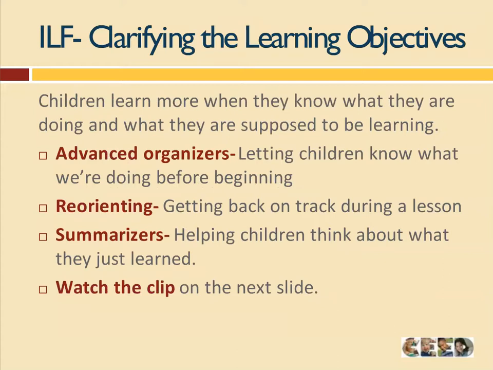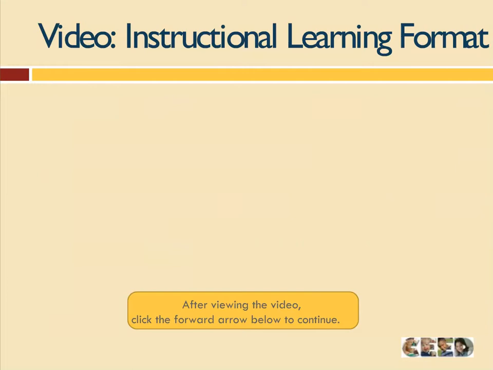Clarifying learning objectives. Children learn more when they know what they are doing and they know what they're supposed to be learning. This can be done before beginning the activity, during the activity where they may get a little off topic, and after an activity to help them think about what they just did or learned. Watch the clip and note how the teacher guided children to what the activity or the learning objectives were.